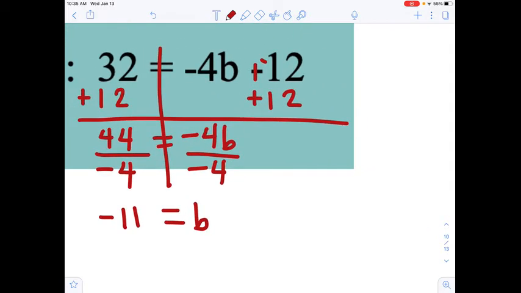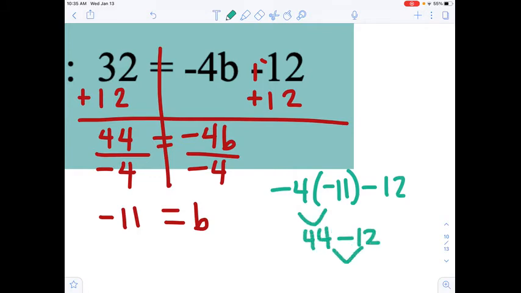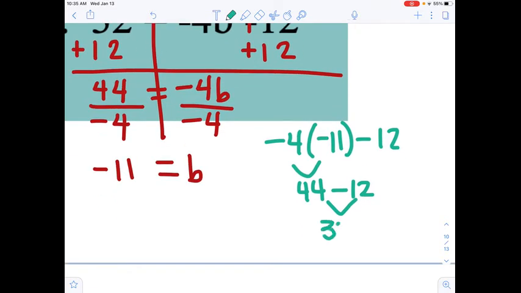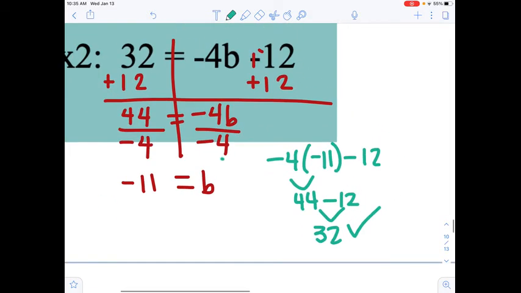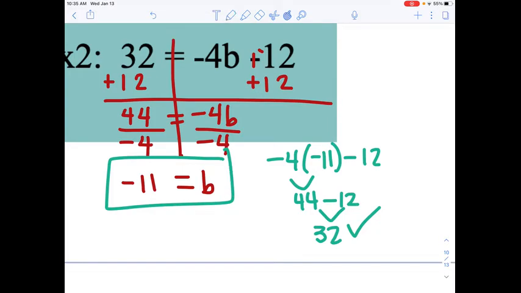Then if we check our answer, we'll just plug in negative 11 for b. So negative 4 times negative 11 minus 12. Well, negative 4 times negative 11 is 44. 44 minus 12 is 32, and that's what we were going for. So negative 11 is the correct answer.